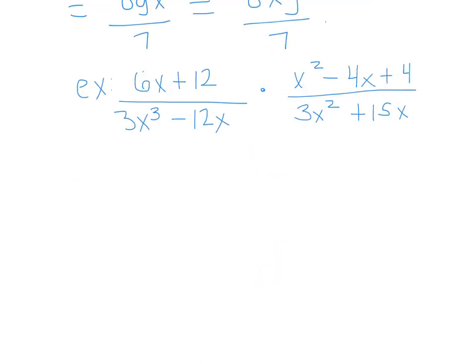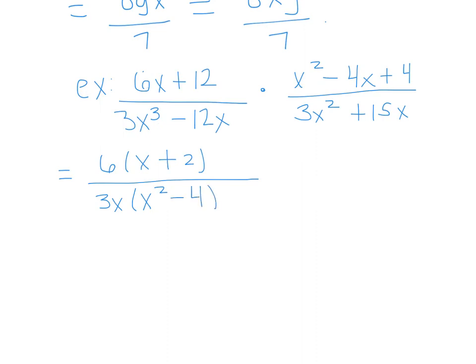Okay, here's another example. This one where we're going to want to do that first step where we factor the numerators and denominators. So starting with the first rational expression, the numerator, we have a greatest common factor of 6. Bring that out. We're left with x plus 2. In the denominator, our greatest common factor is 3x. That leaves x squared minus 4.